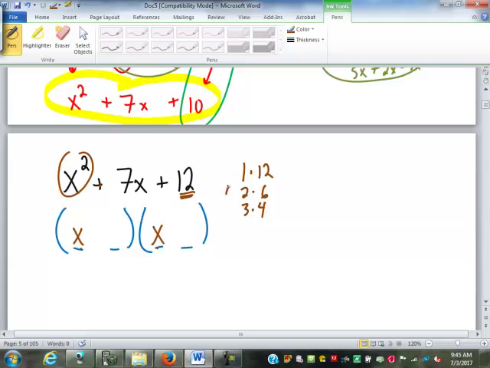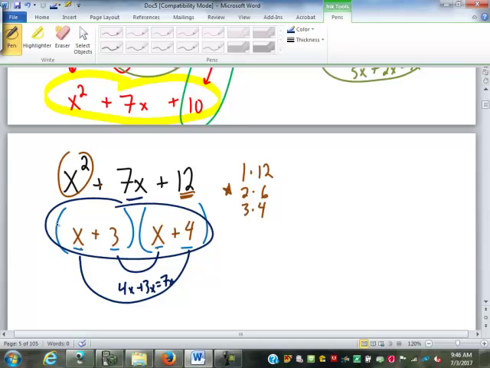So let's pick the 2 and the 6. You're starting to see the pattern already of how we work ahead. X times 6 would be 6x, and 2 times x would be 2x. That adds to make 8x. That's not going to work. And you are absolutely correct. It is the 3 and the 4. Now if we double check it, x times 4 is 4x. 3 times x is 3x. That adds up to make 7x. That's what we wanted. So x plus 3 times x plus 4 is the correct answer.